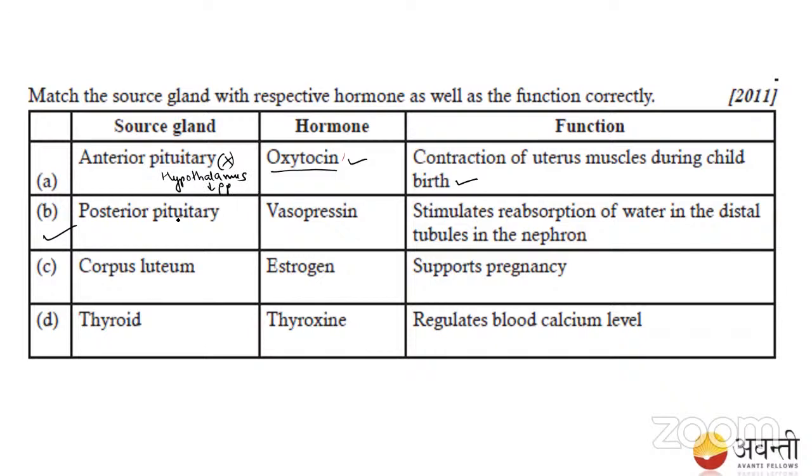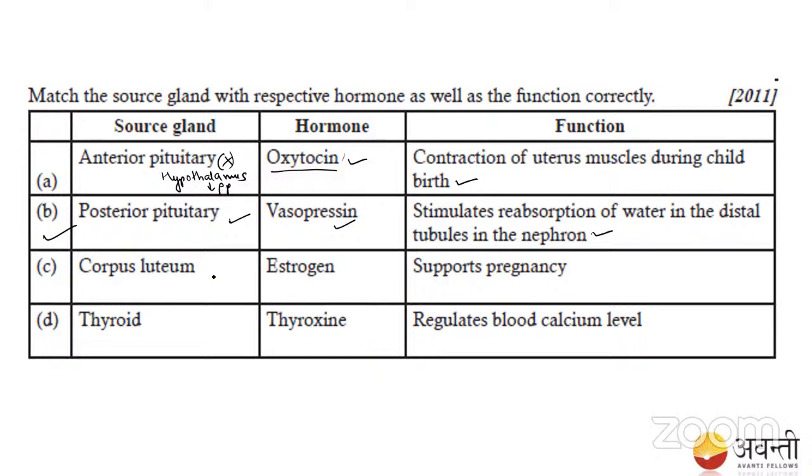Okay, now let's come to option number 2, which says posterior pituitary. Posterior pituitary, correct source gland. As we have already discussed, oxytocin and vasopressin both are stored in the posterior pituitary but are synthesized by the hypothalamus. So posterior pituitary, the source gland, is correct. Hormone vasopressin, correct. Stimulate the reabsorption of water in the distal tubule in the nephron, absolutely correct. They stimulate the reabsorption of the water and the sodium and prevent the loss of water from the urine.